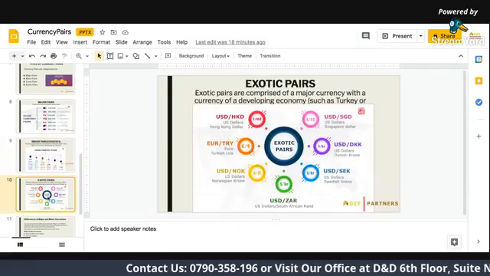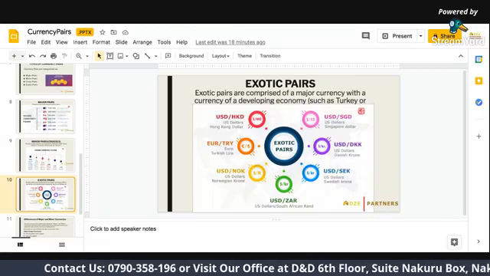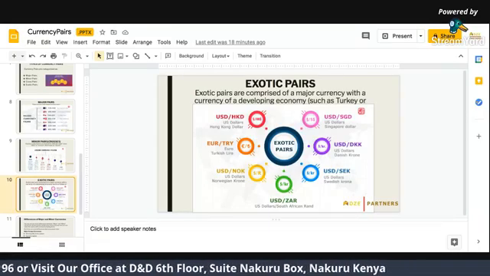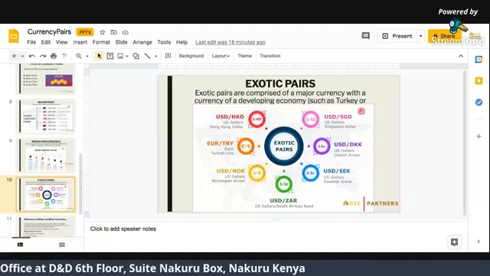Number three, we have exotic pairs. Exotic pairs are comprised of major currencies with currency of a developing economy. Such a good example is Turkey.